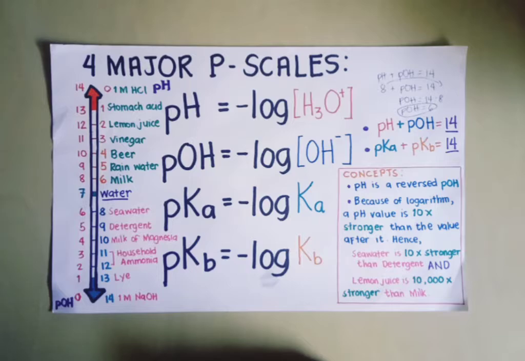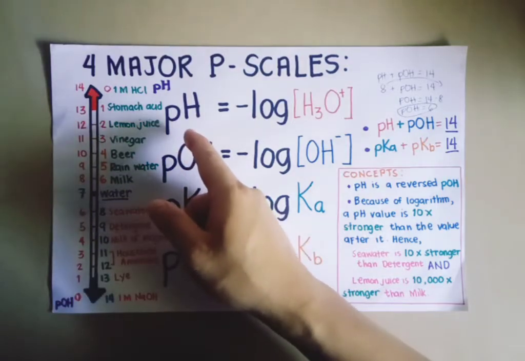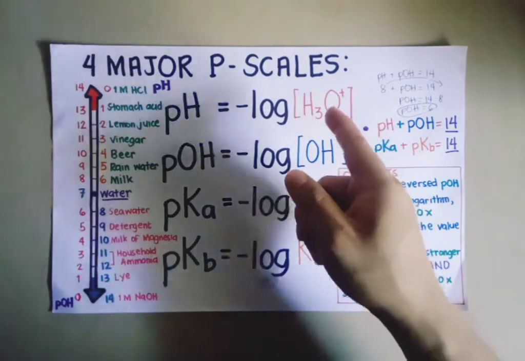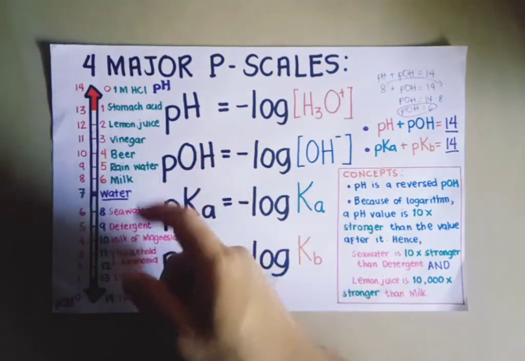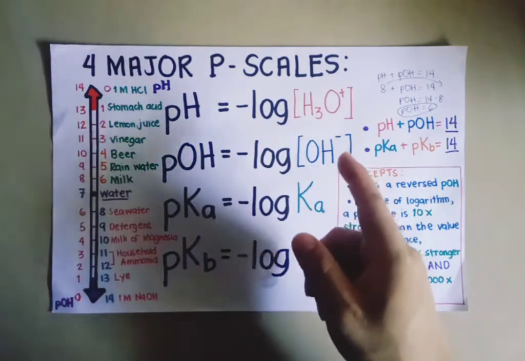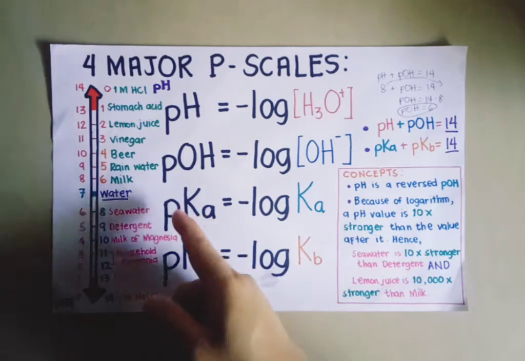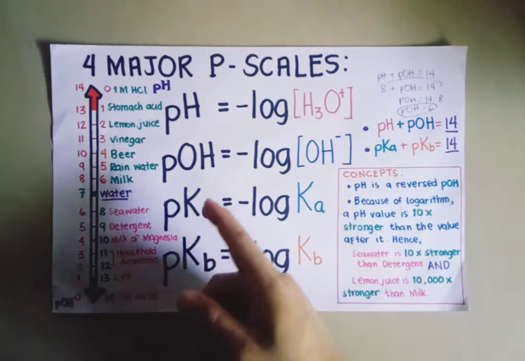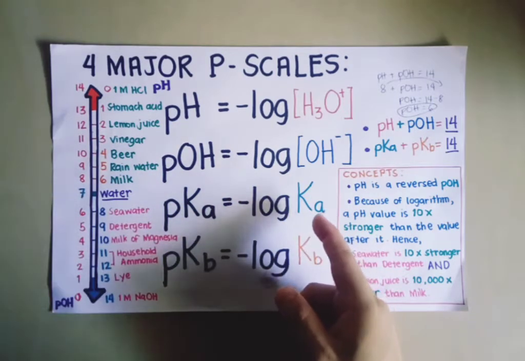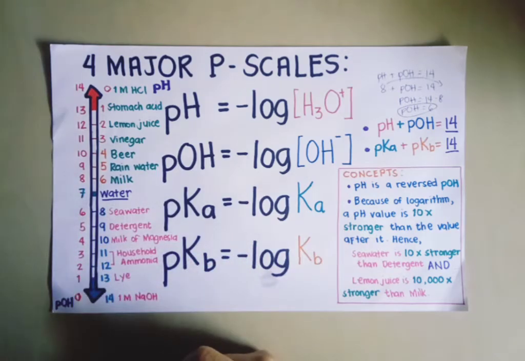But what if, for example, the pH is given and we are required to find the hydronium ion concentration? The pOH is given and we are required to find the hydroxide ion concentration. The pKa is given and we are required to find the dissociation constant for acid. The pKb is given and we are required to find the dissociation constant for base.